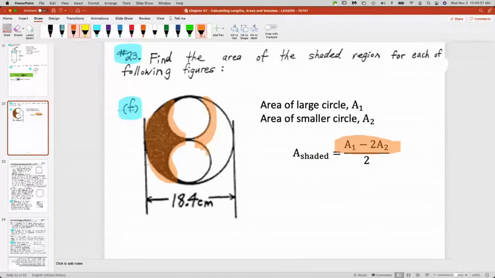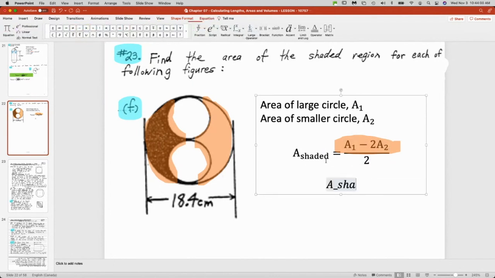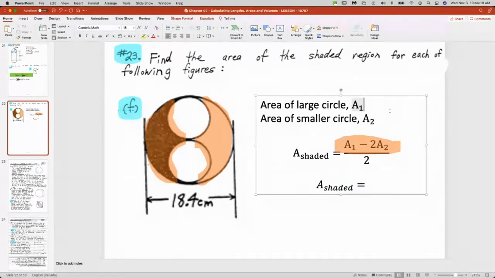So that's what the orange area is. Then I need to divide that orange area by 2. That's why there's a 2 on the bottom, because I only want the left half of it. Hopefully that secondary explanation helps you understand the formula a bit better. So the area of the shaded region is the area of the big circle. Well, we've got to go back here now. What's the area of the larger circle? Pi r squared.